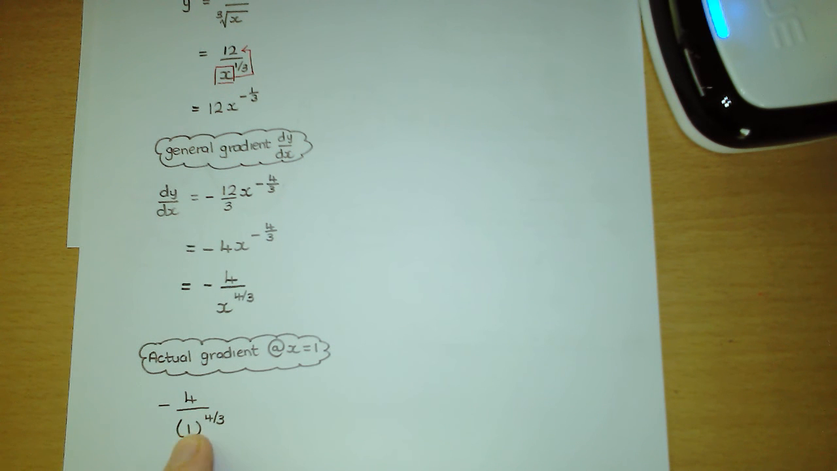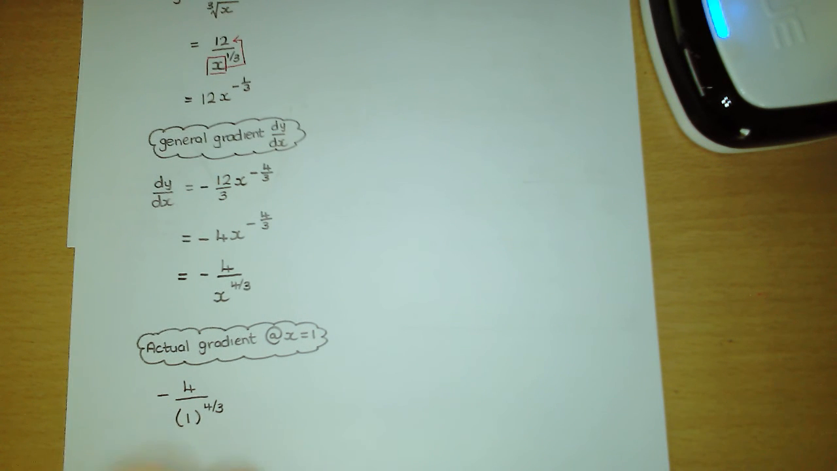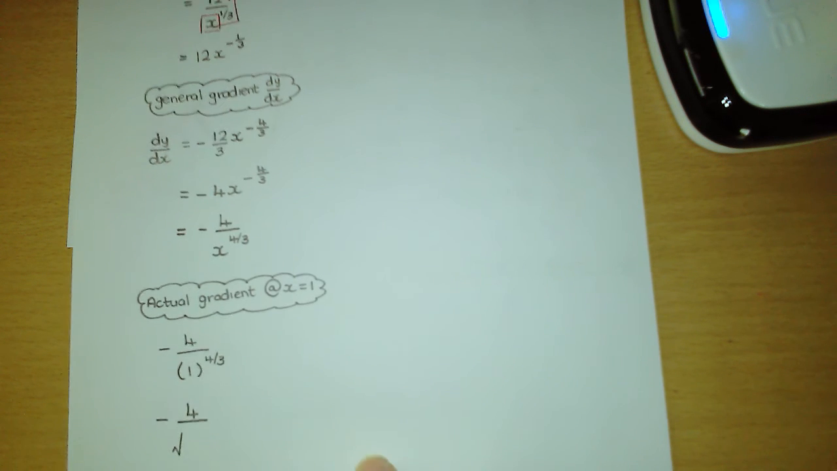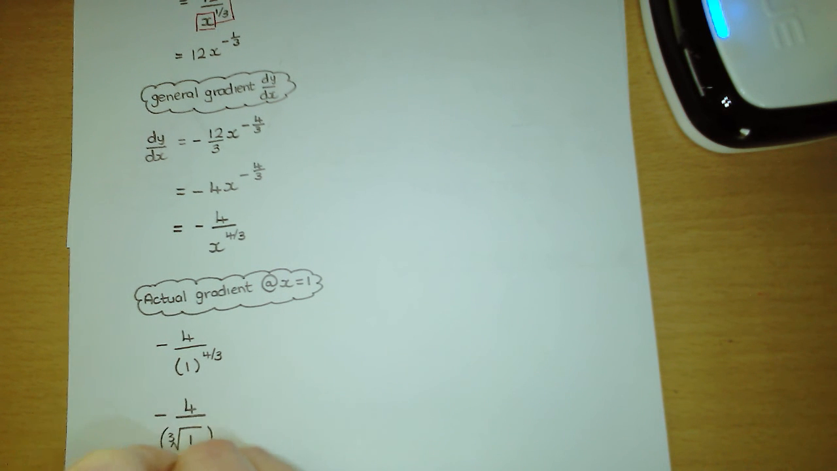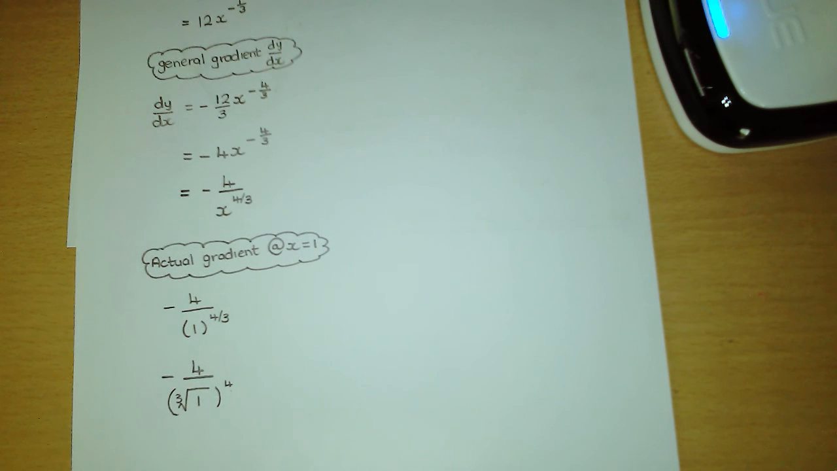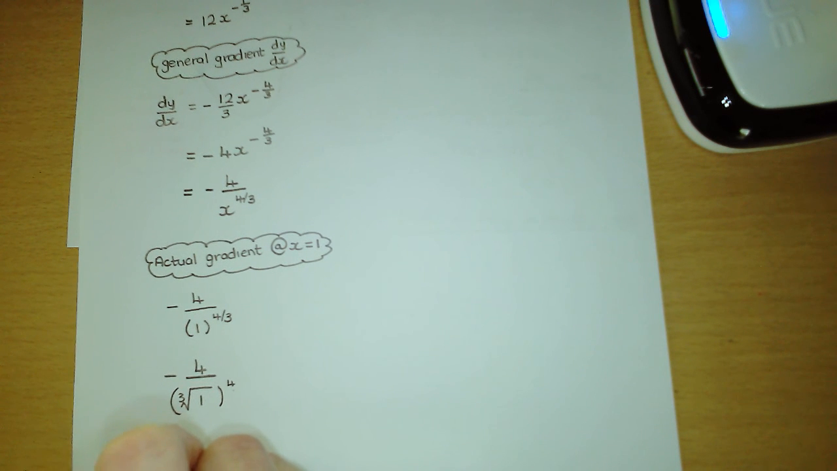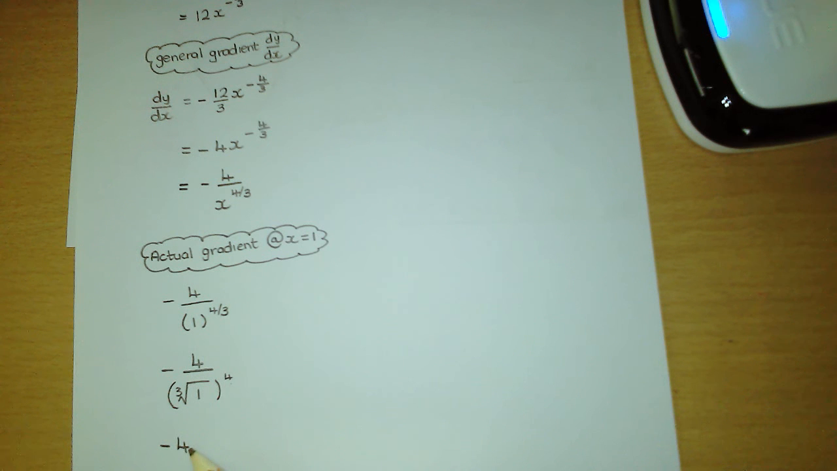But I did tell you before that 1 to the power of anything is always 1, but we'll prove it here. So we've got minus 4 over the cube root of 1, and then all of that is to the power of 4, or you could just have 1 to the power of 4 underneath, it doesn't matter. So the cube root of 1 is just 1. Remember, when you take an odd root, there's only ever one solution to that, so that's just 1. And then 1 to the power of 4 is just 1, so we're just going to be left with minus 4. And that's it. That's the actual gradient of the curve at the point where x equals 1.